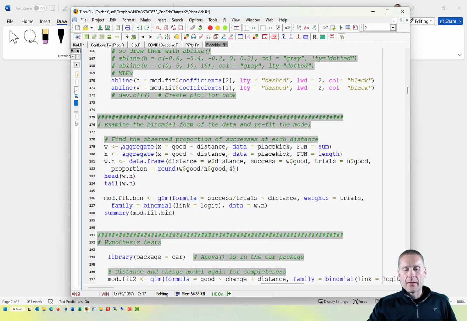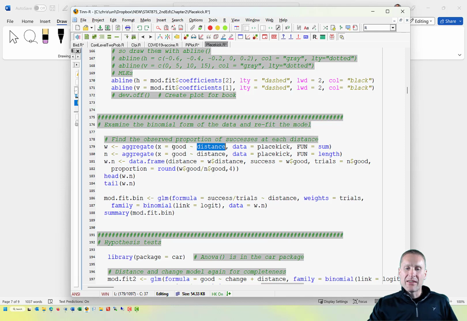There we go. So what I need to do is sum up all the successes, all the ones and zeros for my good variable. That will give me my number of successes by distance. And the best function to do this in R is a function called aggregate. So I'm going to aggregate my good variable by distance.